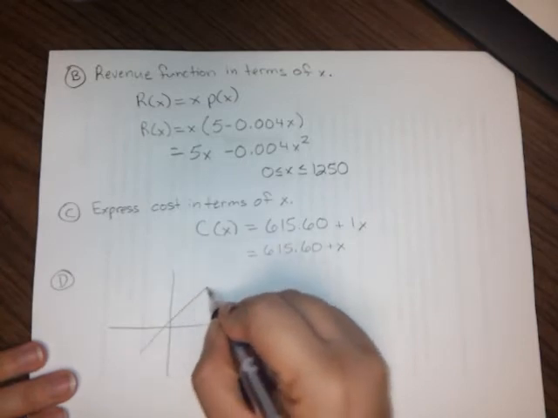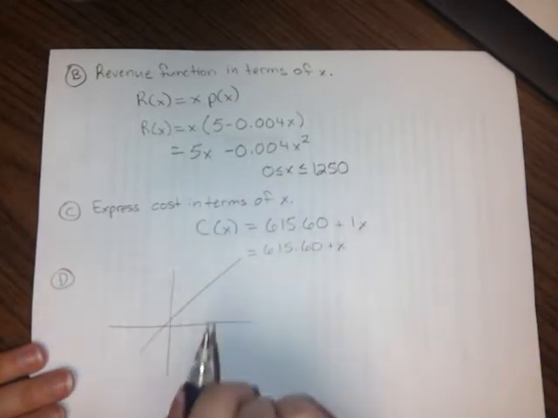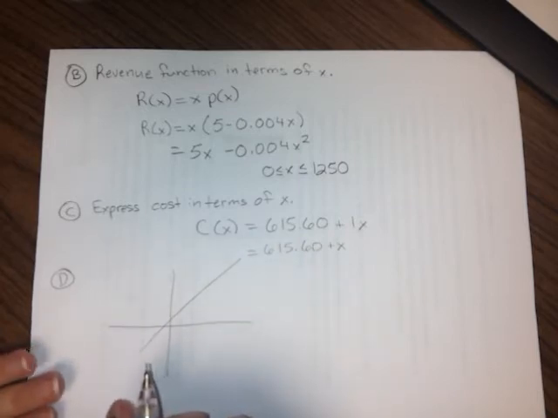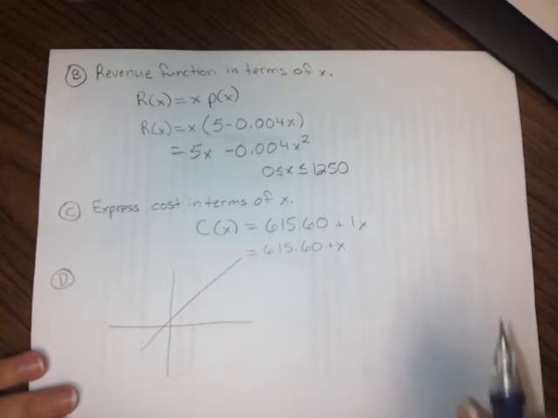It's going to look something like that. It's got a positive slope. It's going up in a straight line. So that's the first thing that you're going to look out for. And then they also want us to graph the revenue function.